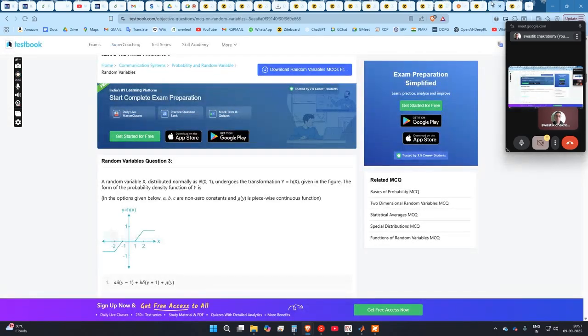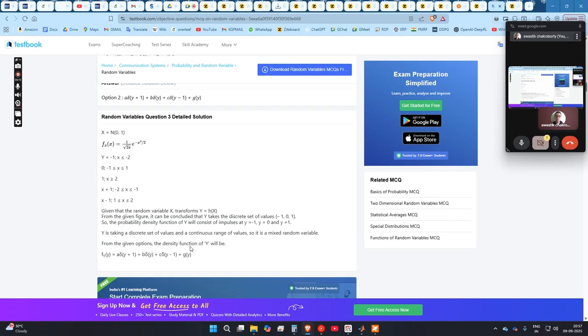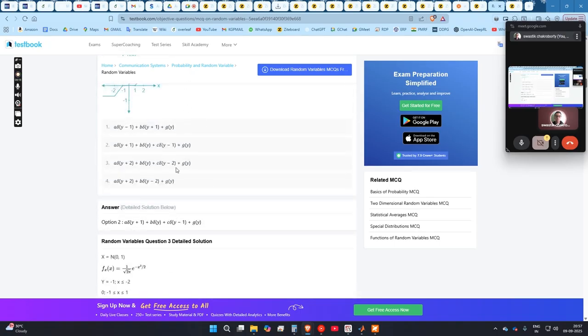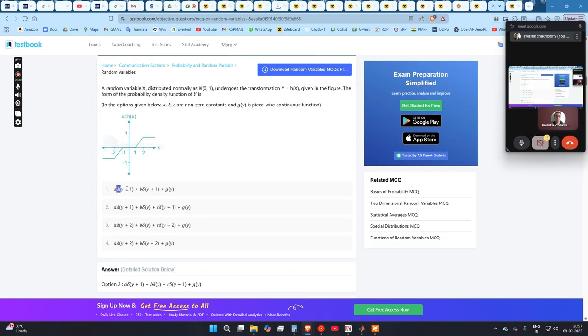Now it undergoes a transformation y is equal to h(x), which is given here. The transformation function is given. The form of the probability density function of y is, so here what will be the format of y? So it will have two impulses and a continuous function. That is clear. Now, what will be the impulse shifts and what will be the general format? That is what is to be found.